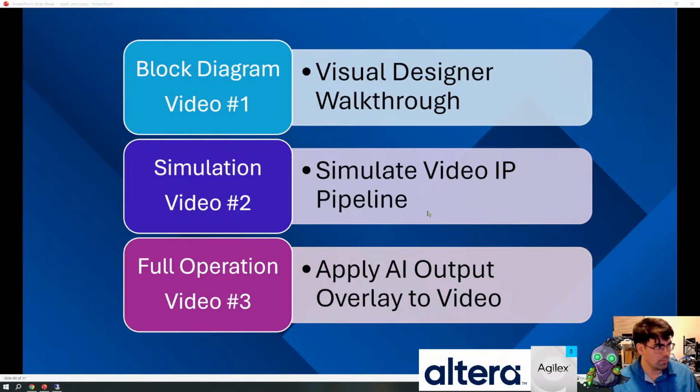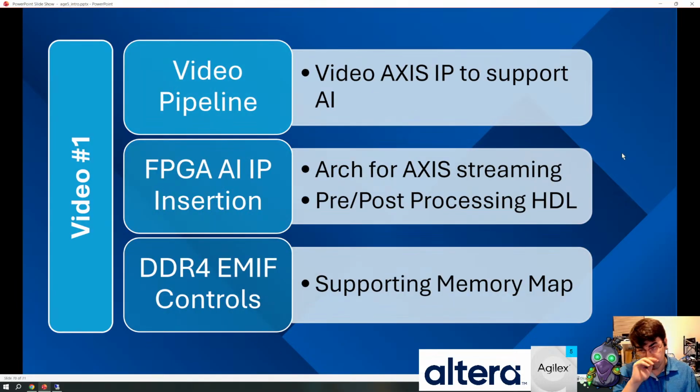So looking more at what we're going to do today, we're going to look at the video pipeline, what video IP cores need to support the FPGA AI core. Then we're going to look at how we place in the FPGA AI IP, and then we'll look at how we hook that up to the DDR4 EMIF and what we would need for a secondary DDR external memory interface.